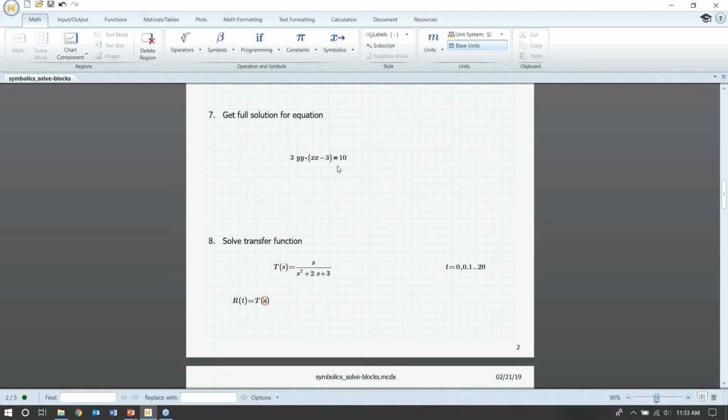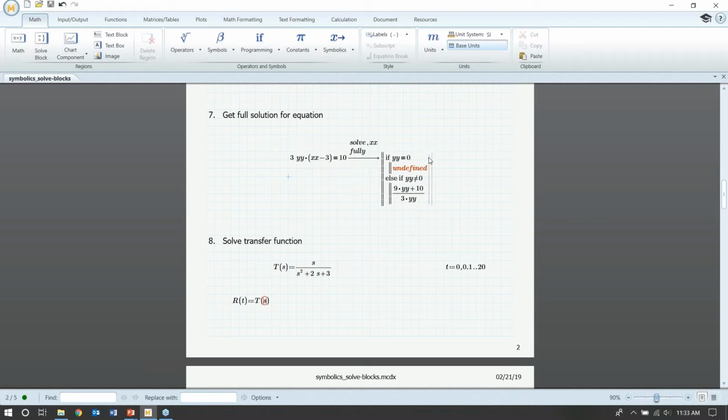Here we're going to get the full solution to an equation. So we have this equation laid out here, 3y times (x minus 3) equals 10, and we want to solve this for x. As you can see, we do get a solution here, but if y is 0, then this is undefined. So in that case, let's say we want to solve this fully.